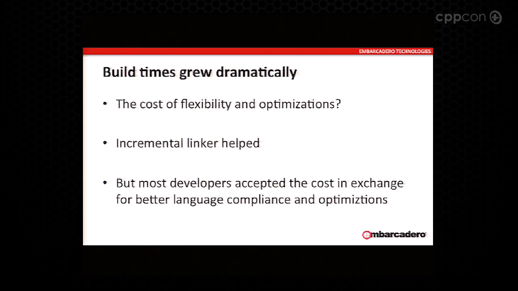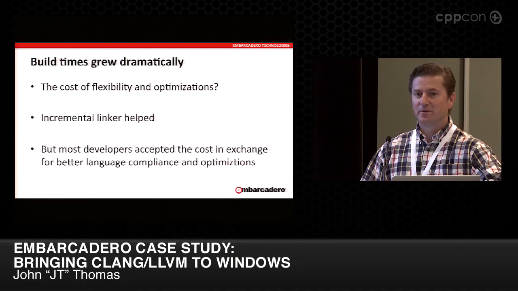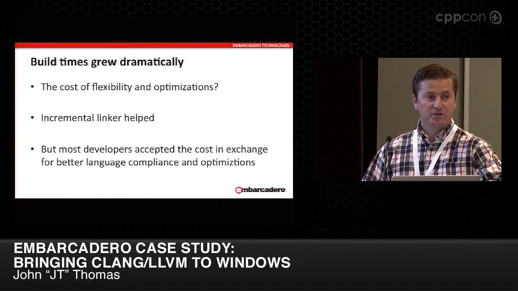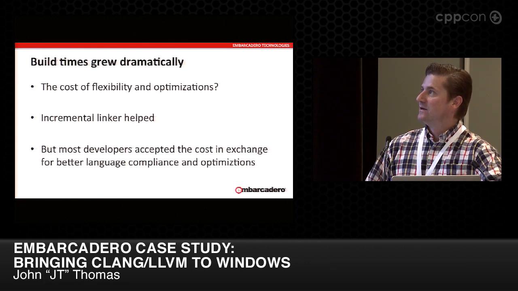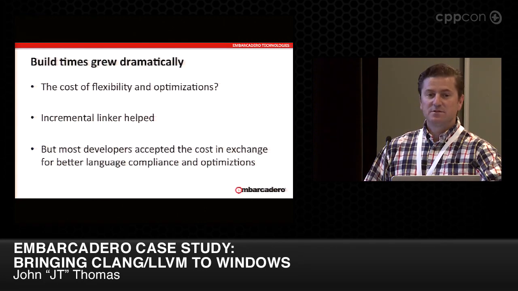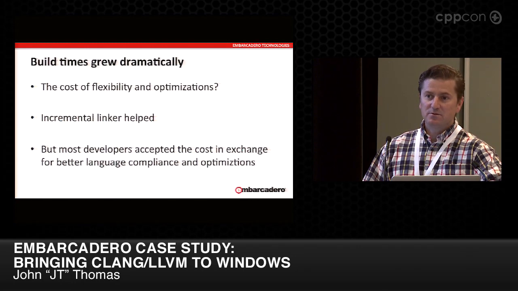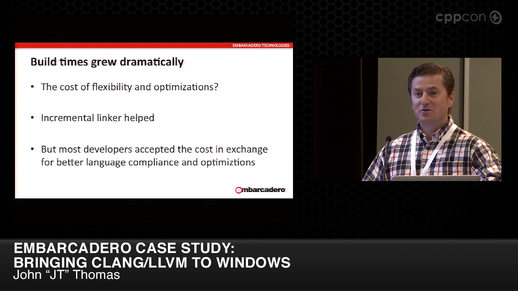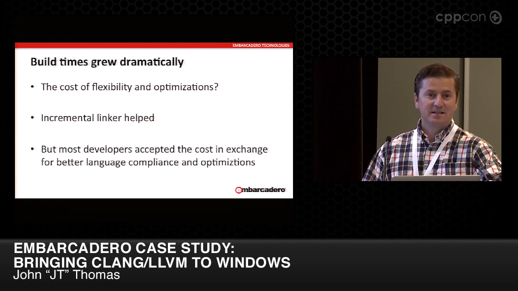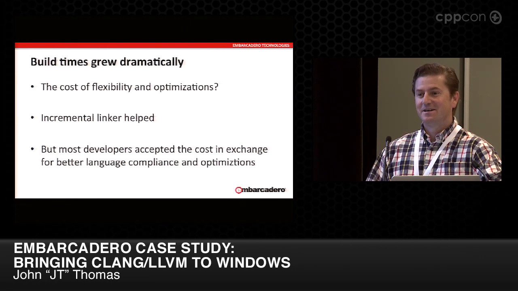This was one that we talked about already. Once we got it up and running, thankfully it wasn't a case of premature optimization. It was finding out after the fact, oh shoot, we got a real problem here. Our developers are used to really fast build times, and they were, I would say, at least 5 times slower. Is that the cost of flexibility and optimizations? To some degree, yes. And that's a reasonable argument to make.